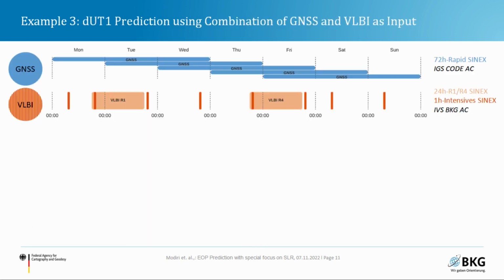Another study is, as I mentioned, in our group at BKG, we are also working on the combination of VLBI and GNSS, and this would be the schematic of it. This would be the 72-hour rapid session for the IGS quota, and also this would be the 24-hour session, the intensive one, which we call in VLBI R1 and R4, and also the 1-hour intensive.